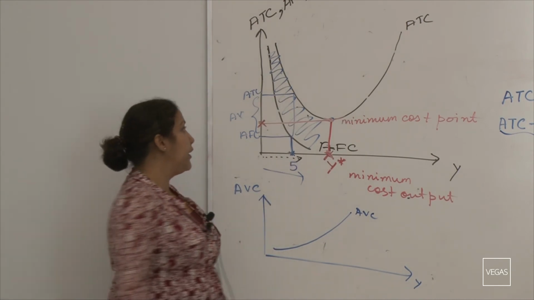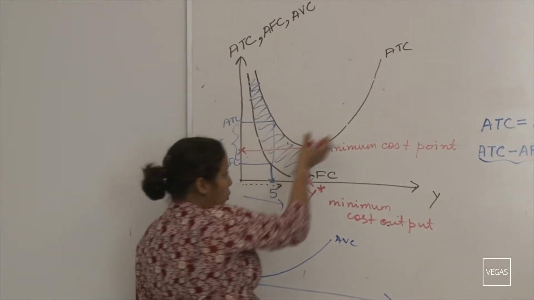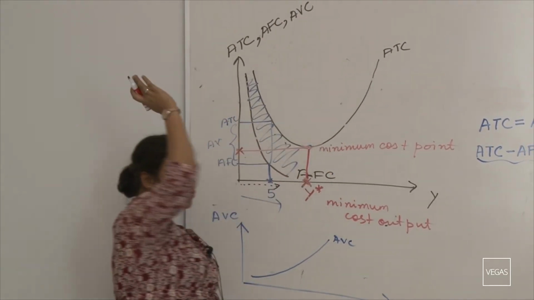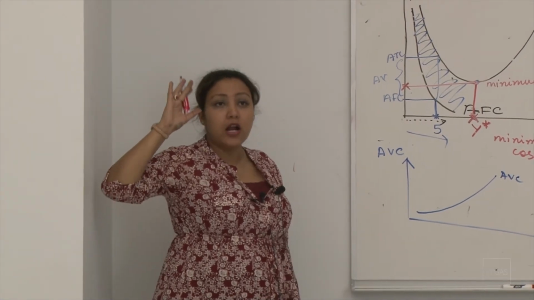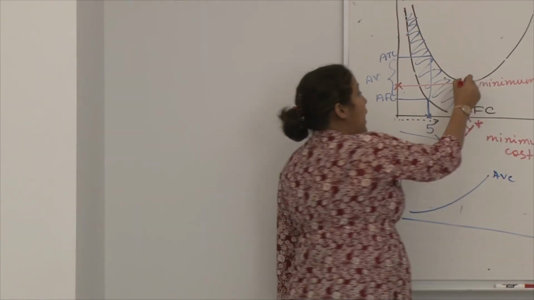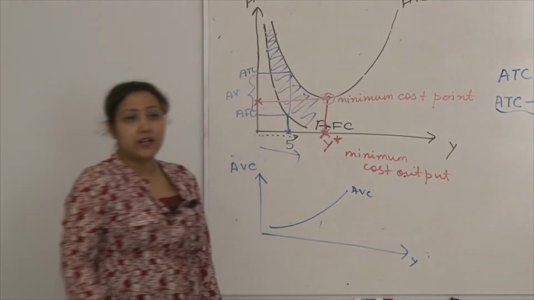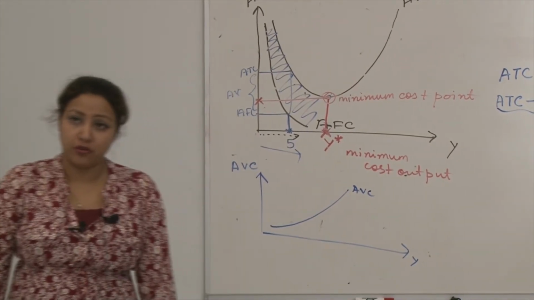So in theory, the ATC may be going down or it may be going up, and that could be due to fixed cost or variable cost, but every producer ultimately wants to be at his minimum cost, because that is the optimality point for the producer.